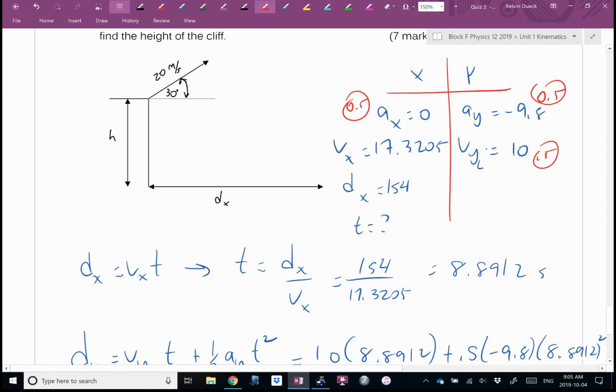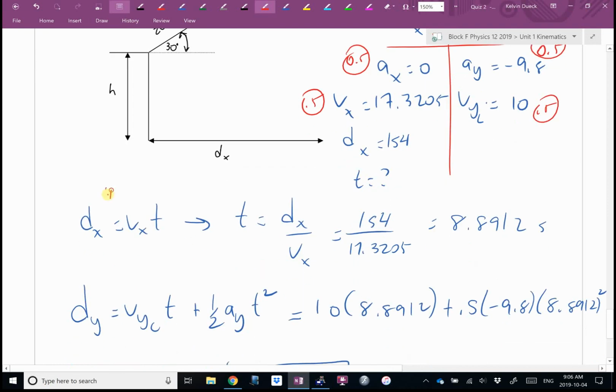I would give you a half mark for that. I would give you a half mark for that. I would give you 1 mark if I saw that. I would give you 1 mark if I saw that. You're already at 1, 2, 3, 4. You know what? I would probably give you 1 mark for time. You're at 1, 2, 3, 4 out of 7. You've already passed the question.